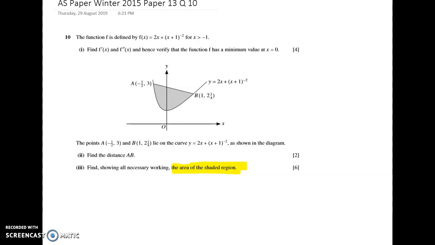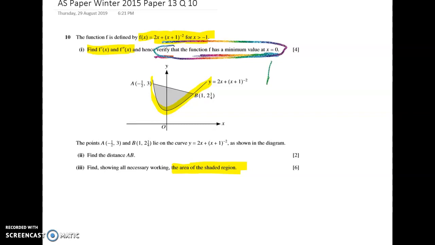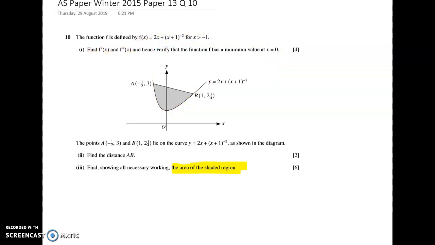We're given a function, and it's defined as follows for x greater than -1, and that's this curve shown here. We have to find the first and second derivative, and then we have to verify that the function has a minimum value at x equals 0. So this is slightly easier than if it just said to find the stationary points, because we're just going to have to check that conditions are satisfied at this value. So that's quite good. And that's 4 marks. Right, so you can see it definitely feels like a pure 1 paper, not a pure 3 paper.